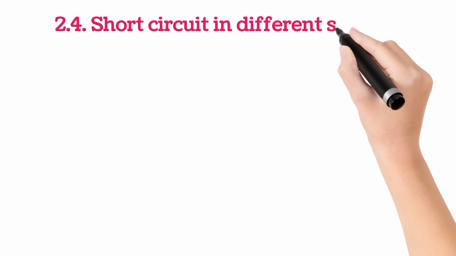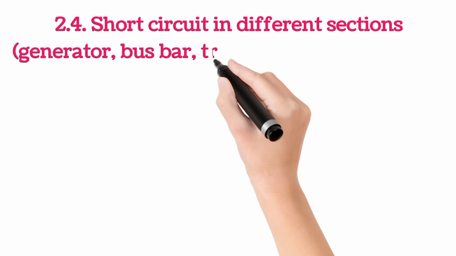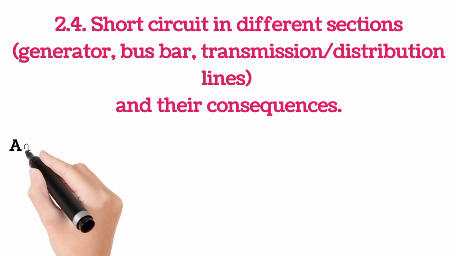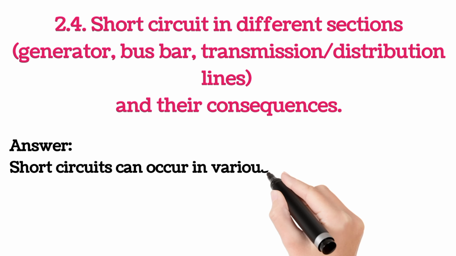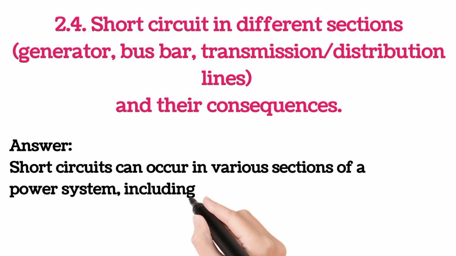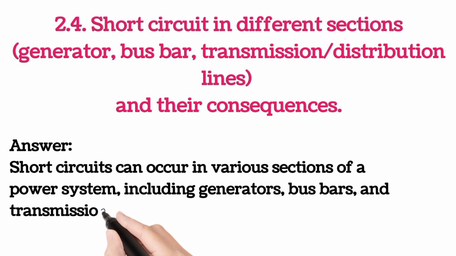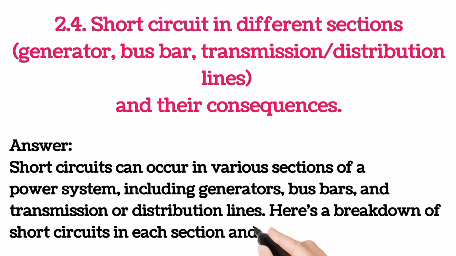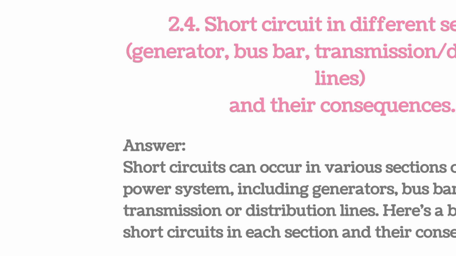2.4. Short circuit in different sections: generator, bus bar, transmission, distribution lines, and their consequences. Answer. Short circuits can occur in various sections of a power system, including generators, bus bars, and transmission or distribution lines. Here's a breakdown of short circuits in each section and their consequences.